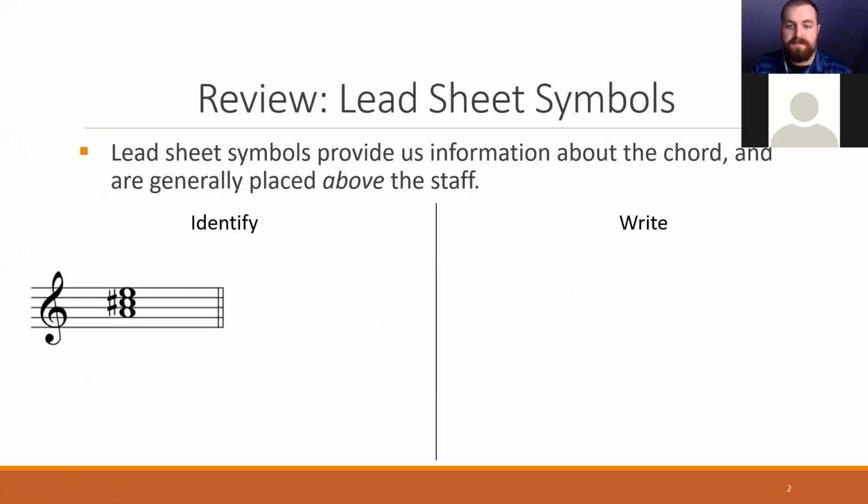So lead sheet symbols provide us information about the chord and are generally placed above the staff. So let's identify two and let's write two. I'll give you 30 seconds for the first two and I'll give you a minute for the final two. So take a look at this chord, identify its root, identify its quality, and then convert that into a lead sheet symbol. So go ahead and take 30 seconds. And what is this chord's lead sheet symbol?